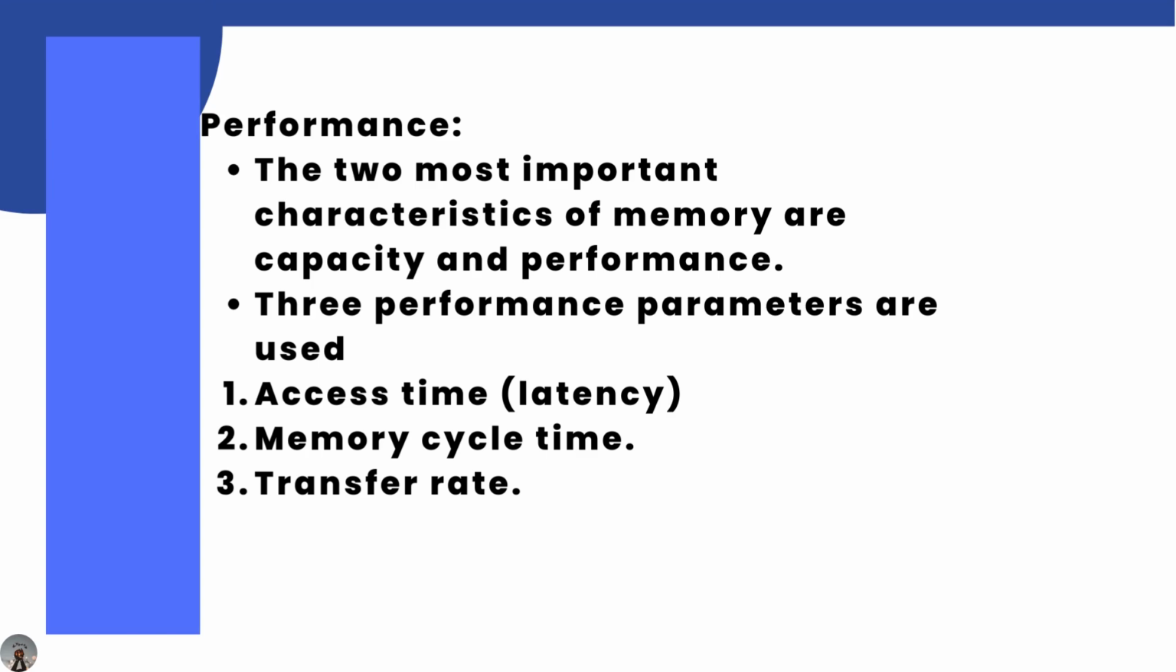Now, let's move to performance. The two most important characteristics of memory are capacity and performance. Performance is checked by three parameters: first, access time or latency; second, memory cycle time; and third, transfer rate. Access time is the time required to access the memory, and transfer rate is the rate at which the data is being transferred. So, this is all about performance.